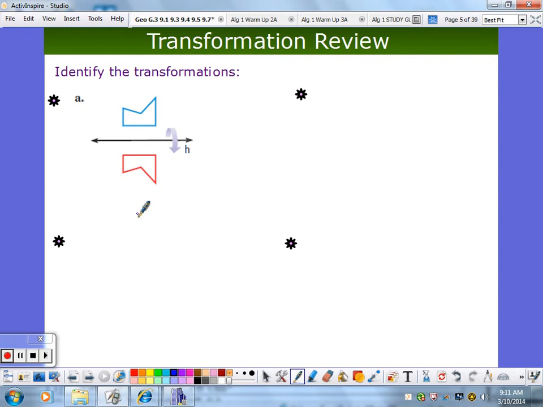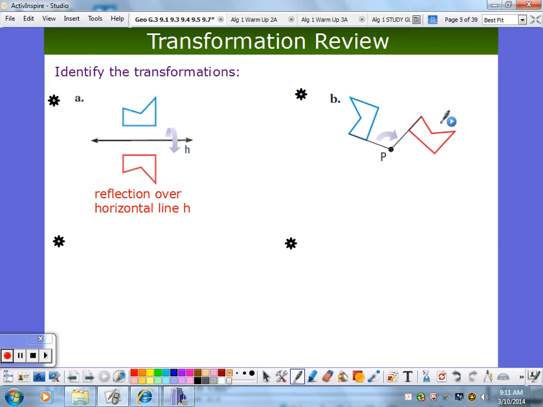Let's see if we can identify these guys. What's that? Translation, reflection, rotation, dilation. What is it? Reflection. It's a flip. And we're flipping over a line. We're reflecting over line H. Reflection, rather. This guy is what?